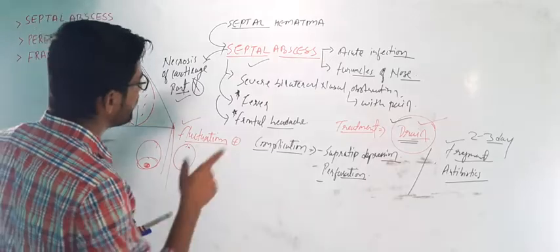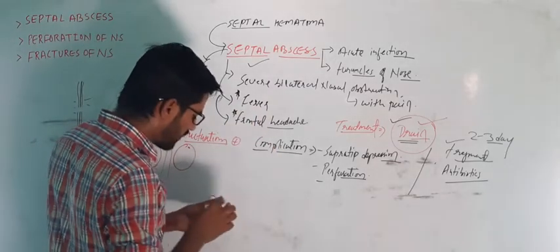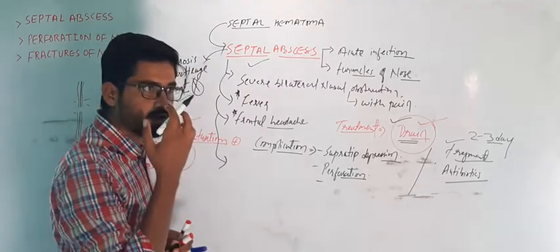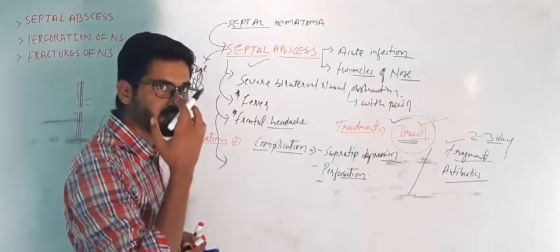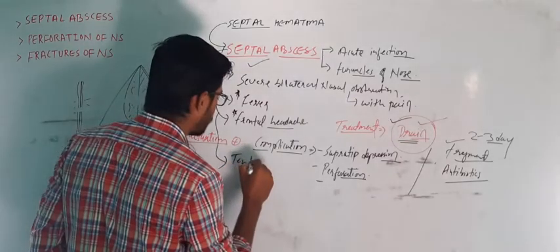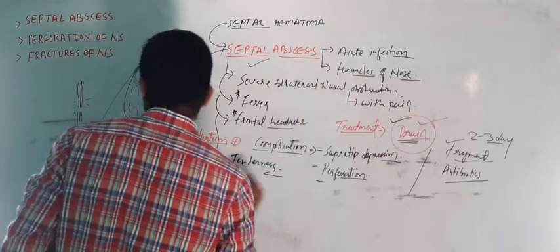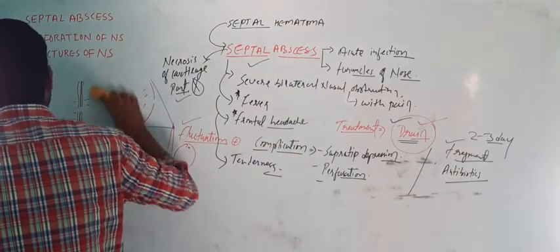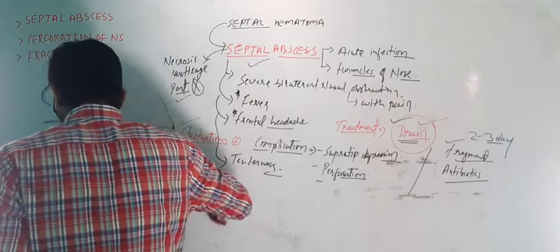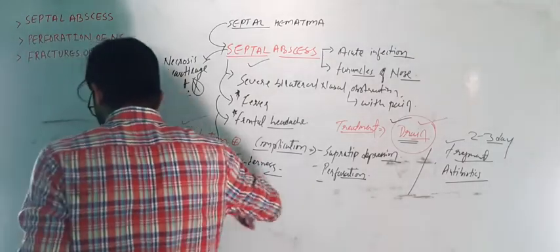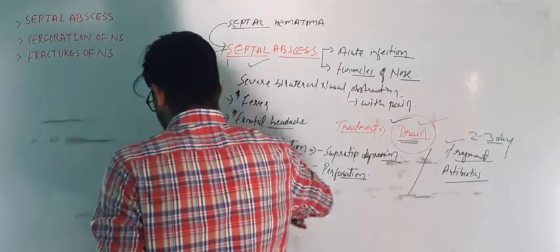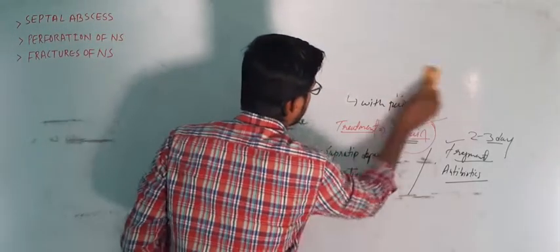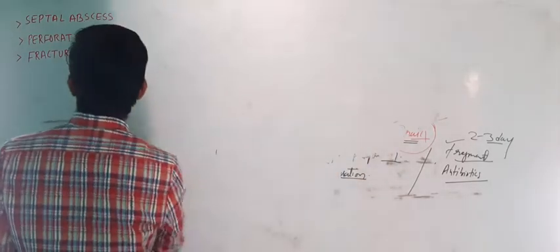These are all the things. One thing is fever, and one more symptom is tenderness along the dorsum part. Tenderness will be present, right? We have to give systemic antibiotics, right? Systemic antibiotics we must give. So that is all about the septal abscess.